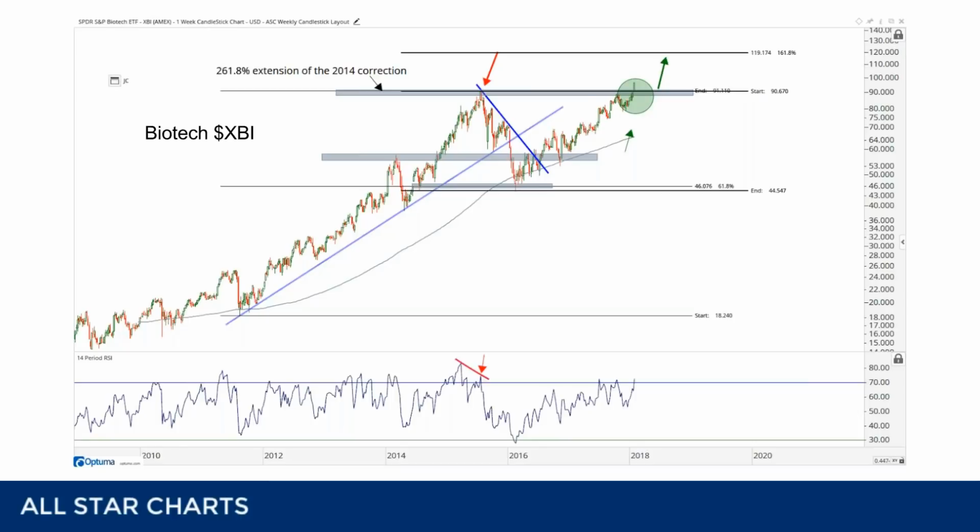So if we are above the 2015 highs, let's call it 91 bucks, if we're above 91, we've got to be long biotech, guys. I mean, that's just what it is. I think we're going to 119 in the XBI.